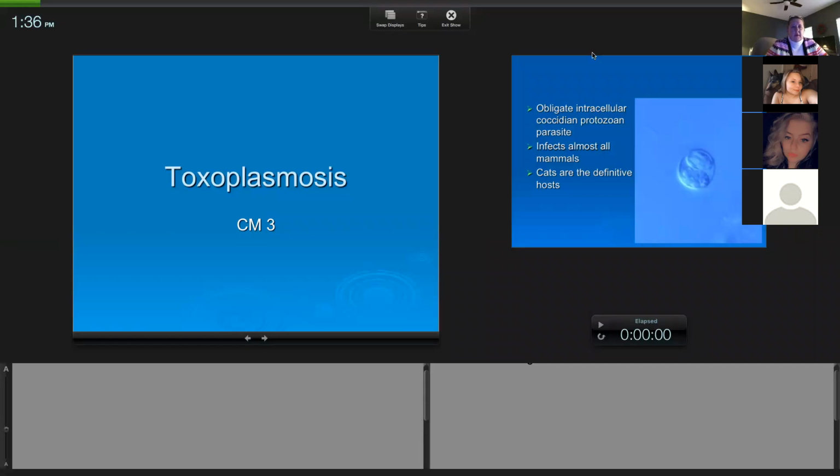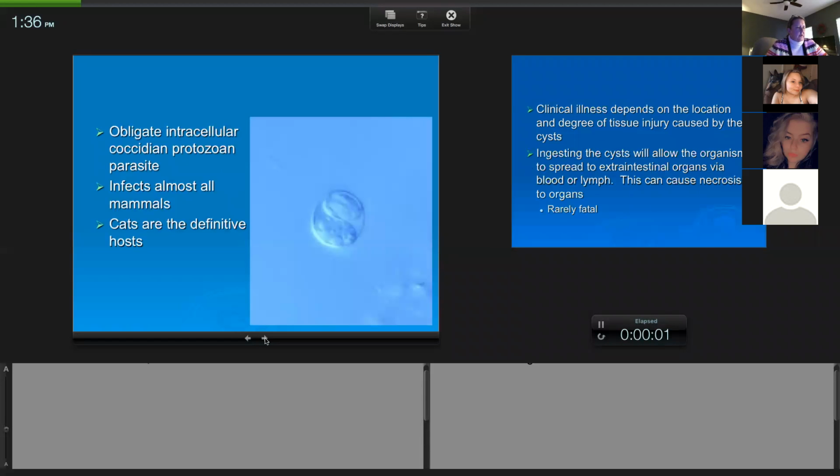Okay, so talking about toxoplasmosis, and this goes under the protozoal diseases that we can see. What we're looking at when we look at toxo, sometimes people just abbreviate it as toxo, is an obligate intracellular, coccidia-like protozoa. So it does resemble coccidia. There'll be some other pictures later.